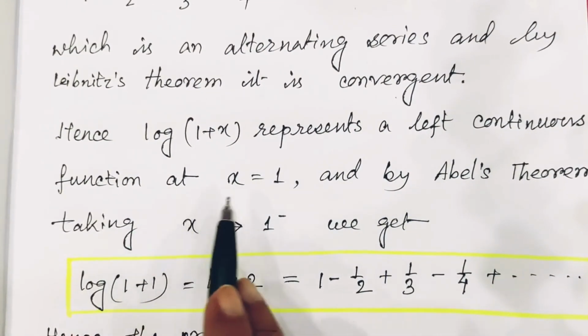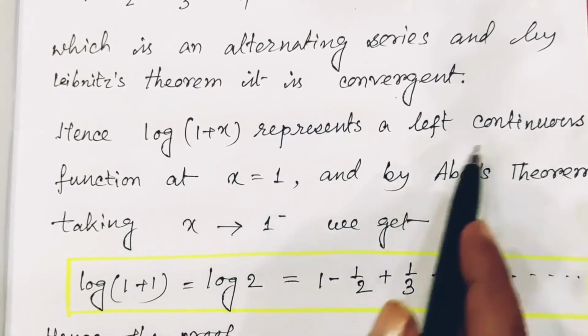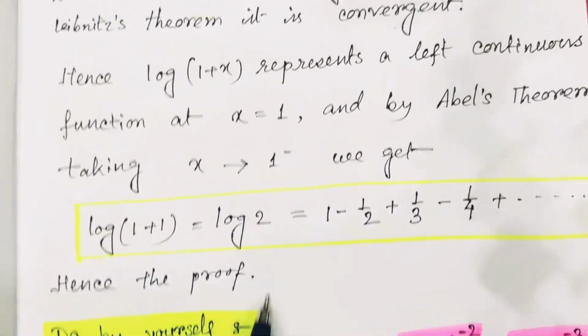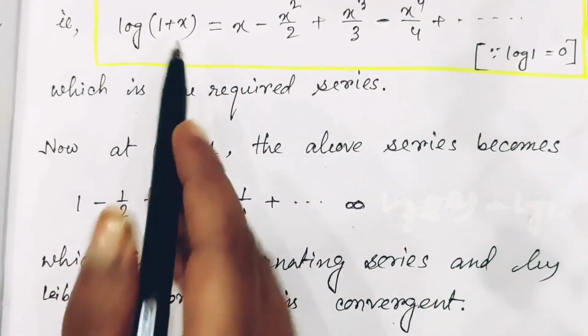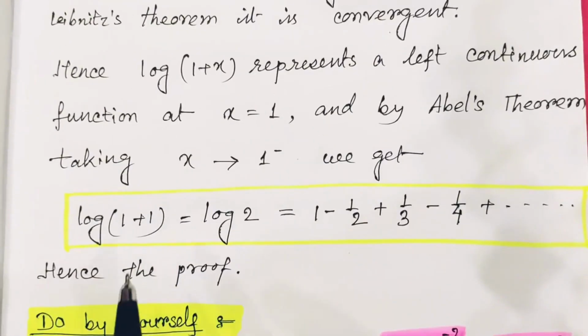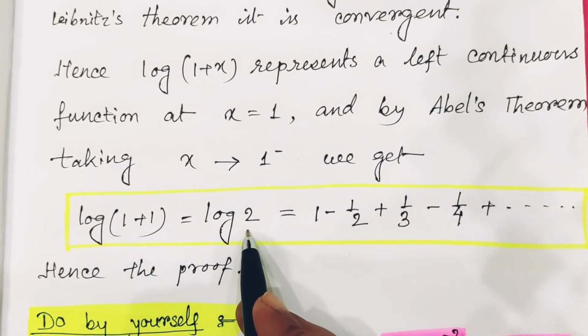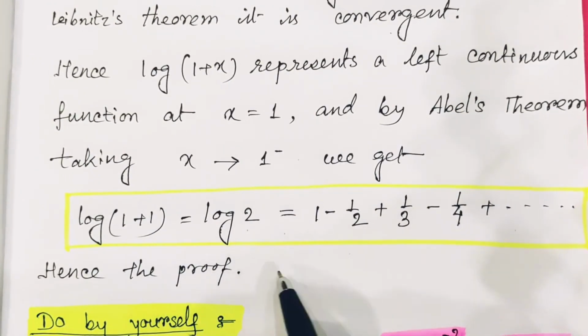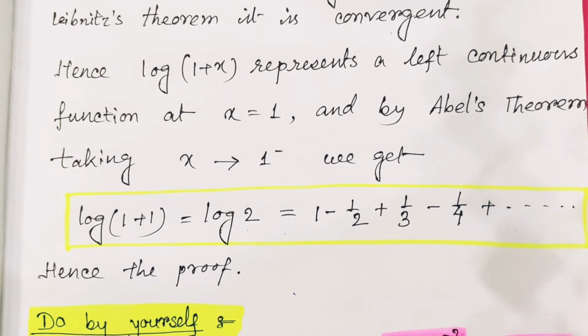So at the point x is equals to 1, when we apply Abel's theorem, that means when we take the limit x tends to 1 minus, what will we get? Here the left hand side is log of 1 plus x. So according to this limiting value, we will find this value is log 2. So that one is definitely equal to this one, which is our required proof. So hence the proof.